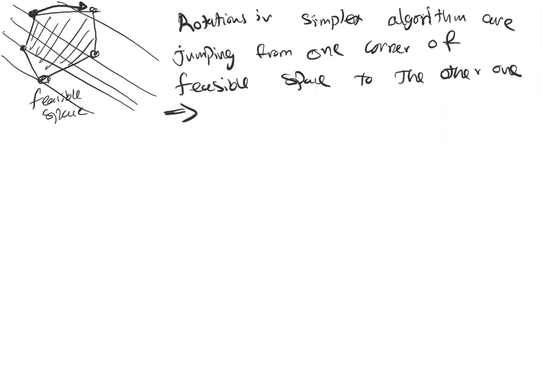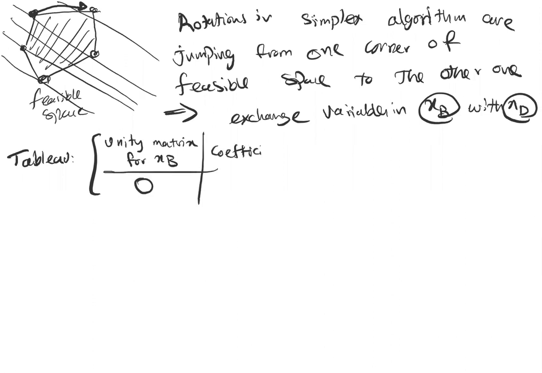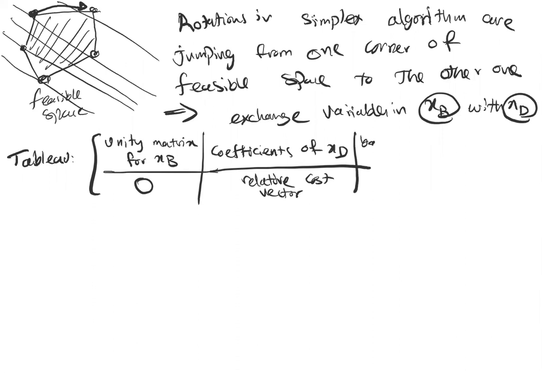How do we do that? We exchange variables in xb with xd. So we change the location of variables for non-basic and basic variables to jump from one corner to the other. I'm going to write the tableau. This time I just want to explain it in a written way. So we have the unity matrix for xb. We have 0 here. We have the coefficients of xd. We have the relative cost vector. We have the base vector, the base vector that refers to xb's. And we have minus f of x here.